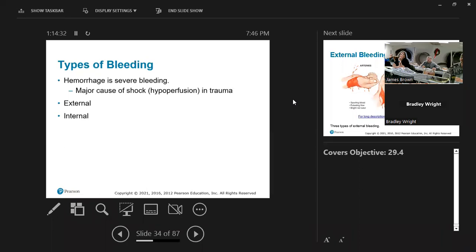All right, so let's go into types of bleeding. Obviously hemorrhage would be that severe bleeding that's going to need some sort of intervention in order to stop. Major cause of hypoperfusion in trauma. When you get further on in your studies, you'll go into your H's and T's, which is way beyond your pay grade right now. But one of the T's happens to be trauma, so it's always a good thing to know. And you can rate bleeding in terms of external bleeding and internal bleeding.